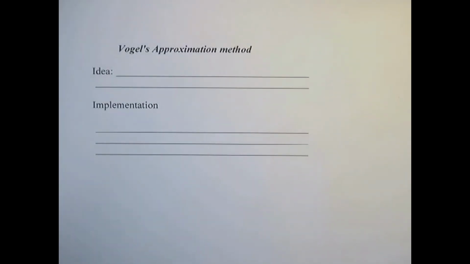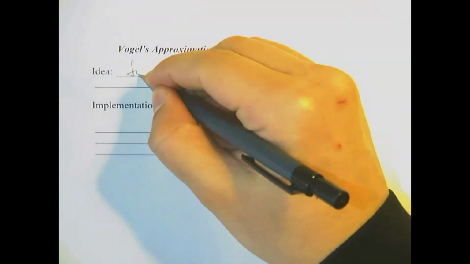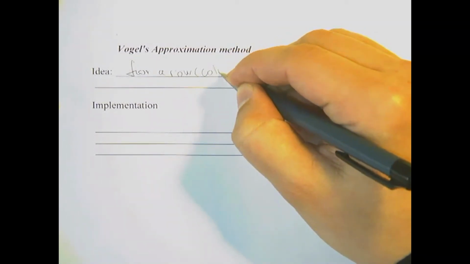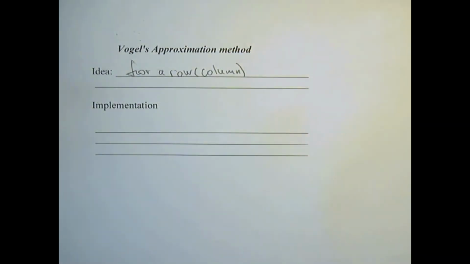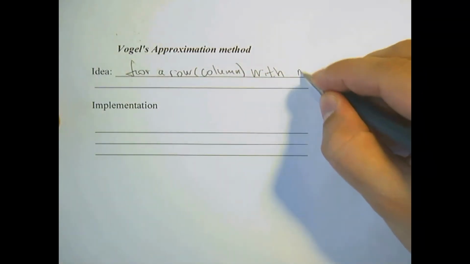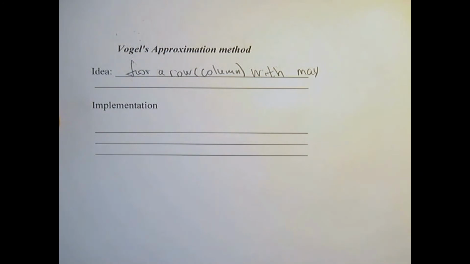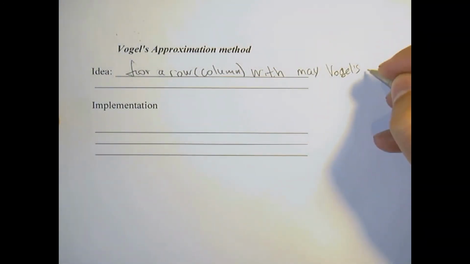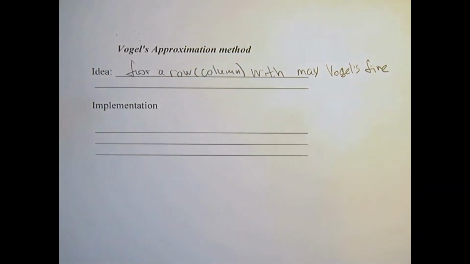And now let's consider the last heuristic method, which is known as the Vogel approximation method. The idea is the following. For a row or column with maximum Vogel's fine, we fill the cell with minimum cost.